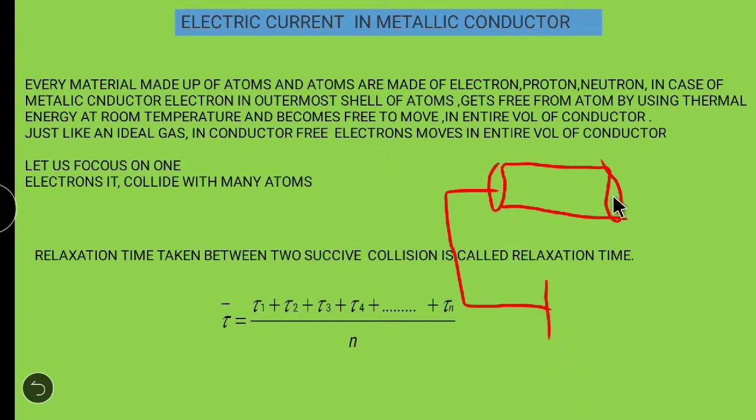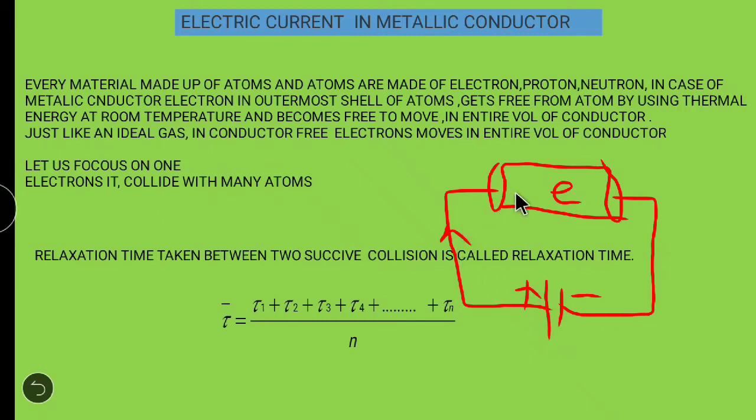This is the battery that I am making here. So this is the positive terminal of the battery and this is the negative terminal of the battery, and there would be many free electrons in this. Students, I am focusing on one electron. So if the current is flowing through this conductor from positive terminal to negative terminal, what do I mean to say? From higher potential to lower potential.